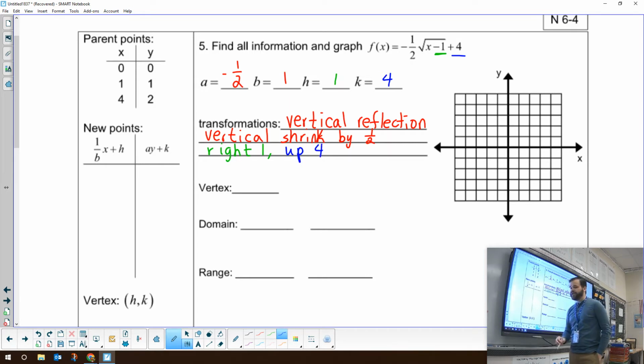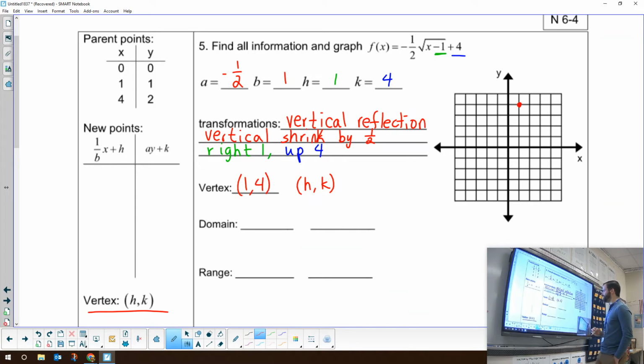Now, that should tell you where your vertex is. Remember that your vertex is always where your h and k are. Okay? Your vertex is always just whatever your h and k is. And since I went to the right 1 and up 4, we're going to have a vertex right up here at 1, 4. Okay? Since I have a vertical reflection, I know that my graph is going to go out kind of like that. All right? But I want to get some exact points to figure out where that graph is.